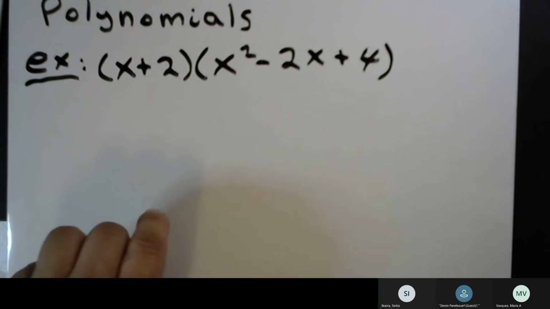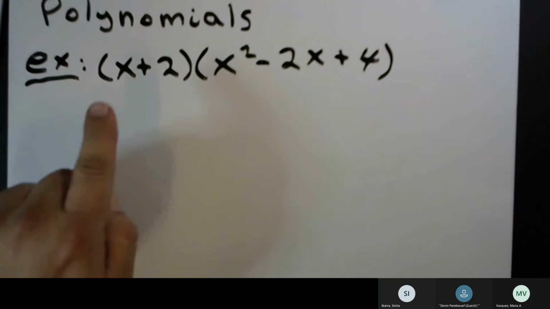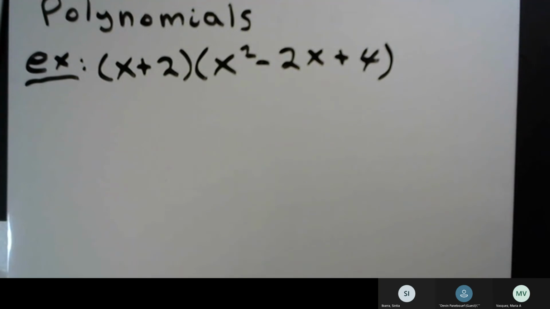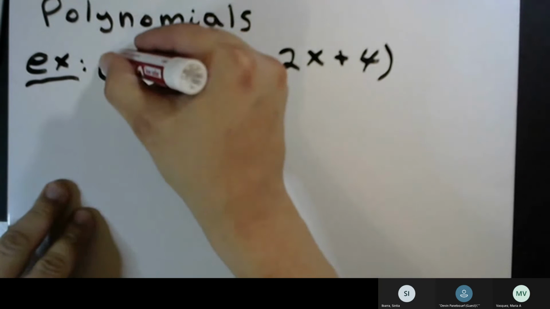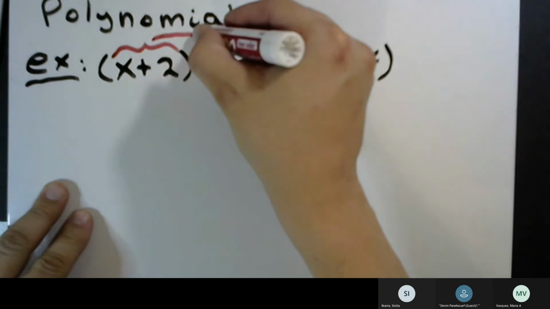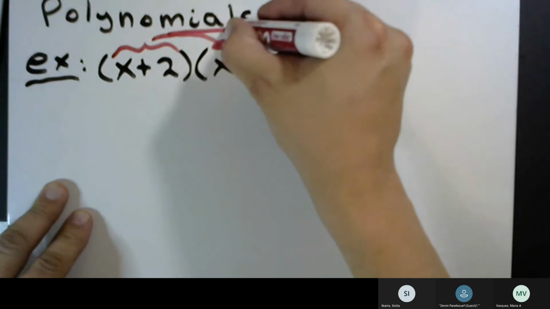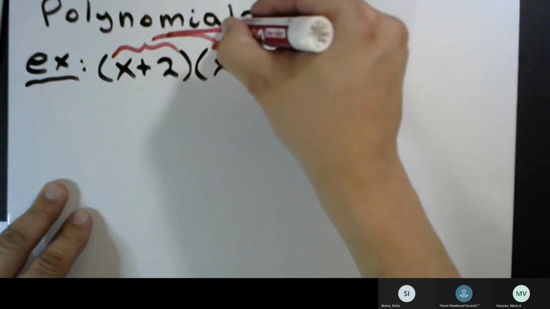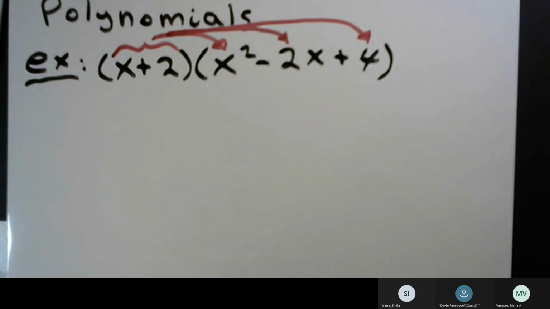Now for this one, FOIL only works when you have two binomials. So that means we can't FOIL this because this is a binomial, so we're halfway there. But this is a trinomial, or a three-term polynomial. So we're going to have to distribute.